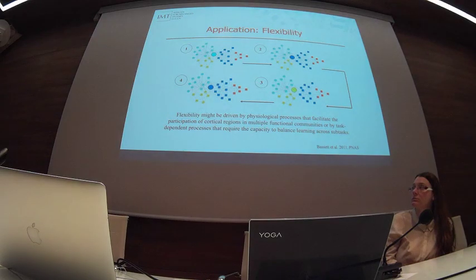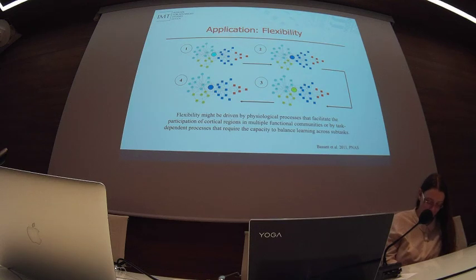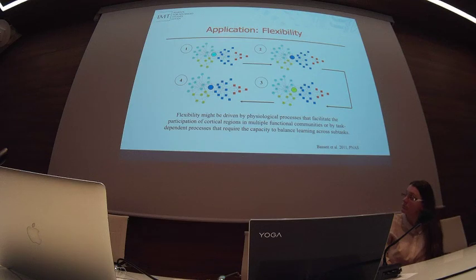And what you can do is also to study, and this was done in 2011 by Danny Bassett, the flexibility of nodes in a network. Flexibility is a process in which nodes can change the community, the modules to which they belong, during some cognitive task, some cognitive effort. In this case, they studied the flexibility of several nodes in structural networks, according to the learning of specific tasks.